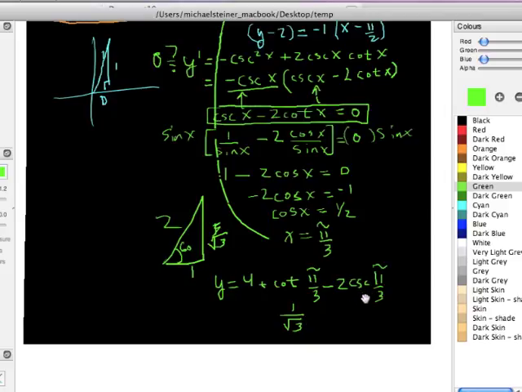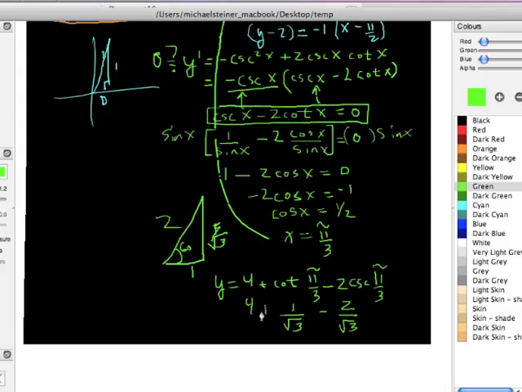Now we have cosecant of pi over 3. Well, good thing we still have this pi over 3 angle here. So cosecant is the reciprocal of sine. Opposite over hypotenuse, so 2 over square root of 3. Am I going to get this in time? 2 over the square root of 3.